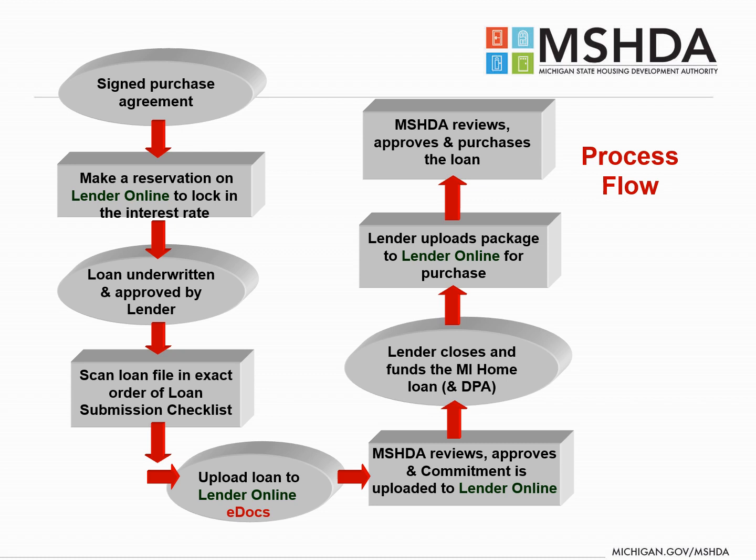This is the process flow for the My Home Loan. First, you must have a signed purchase agreement. Next, you make a reservation on Lender Online and lock the interest rate with MSHDA. The loan must be underwritten and approved by your underwriter. You will then scan the loan in the exact order of the loan submission checklist and upload it to Lender Online. MSHDA will then review the loan and, when approved, issues the commitment.